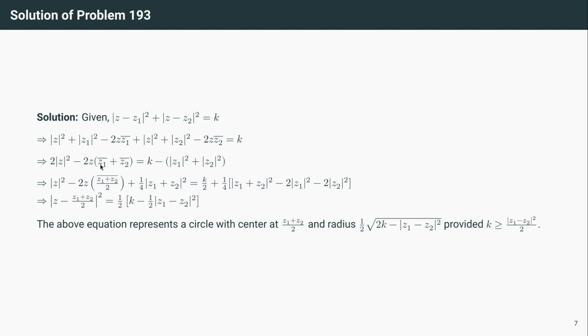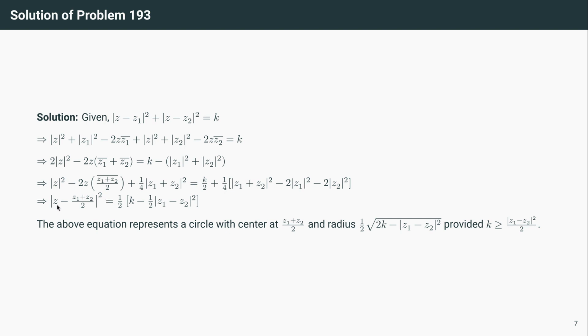So you see here, what we have done is we have divided here by 2. Once we have divided, this has become mod z square minus 2z times (z1 plus z2 bar) by 2. So to make this a full square, we have to add 1 by 4 mod z1 plus z2 square. We have subtracted the same from the right hand side.